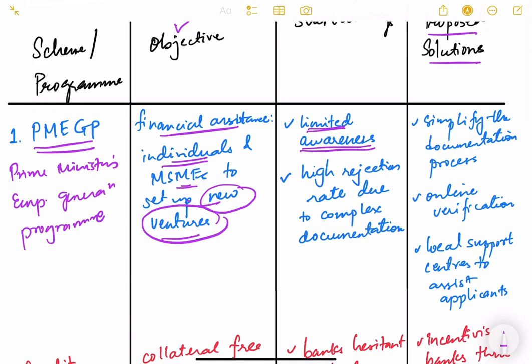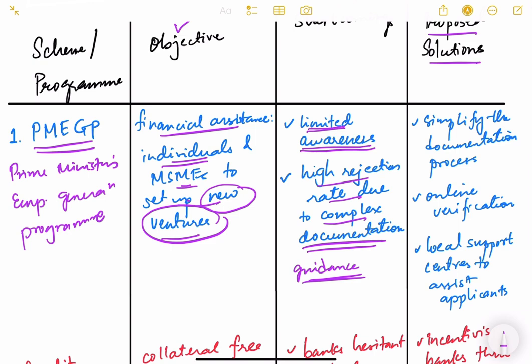Also, there is a very high rate of rejection due to complex documentation. The documentation process is reported to be very complex. People are not able to submit all the required documents, also because of lack of awareness. And after that, there is a lack of guidance also. Guidance is lacking for these people as to how to apply and what documents to bring. The scheme is silent on this part. That is the reason why this scheme is not picking up the speed that is expected.